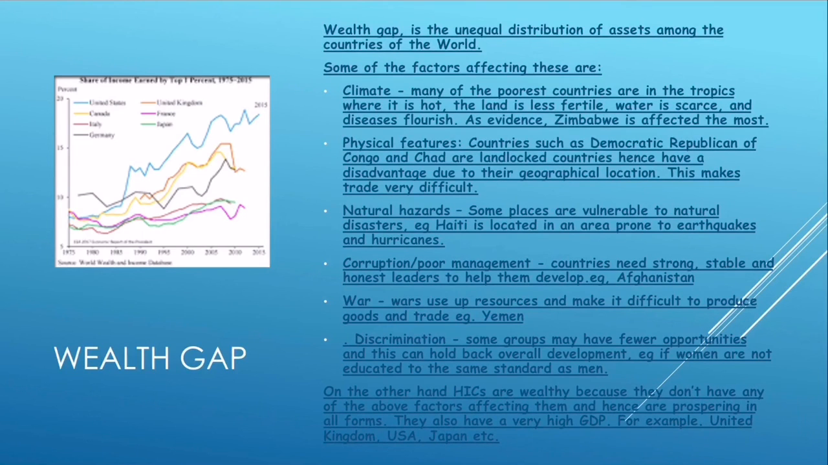On the other hand, HICs are wealthy because they don't have any of the above factors affecting them and hence are prospering in all forms. They also have a very high GDP, for example, United Kingdom, USA, Japan, etc.